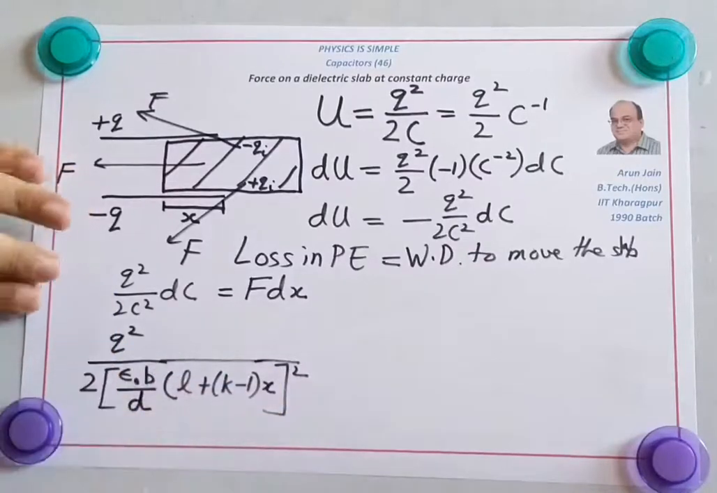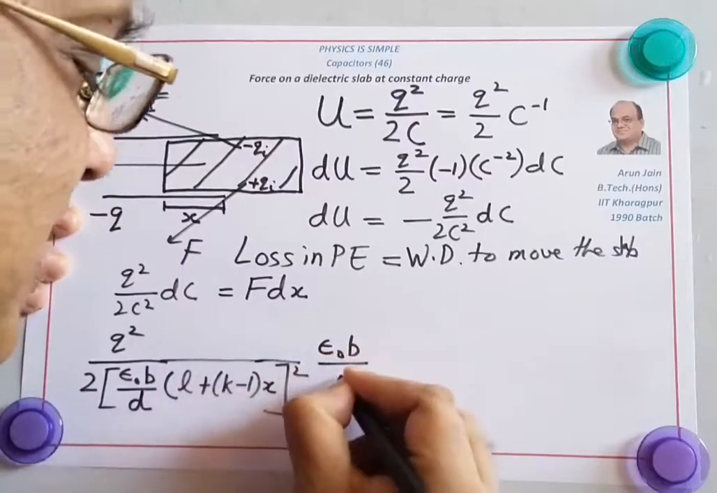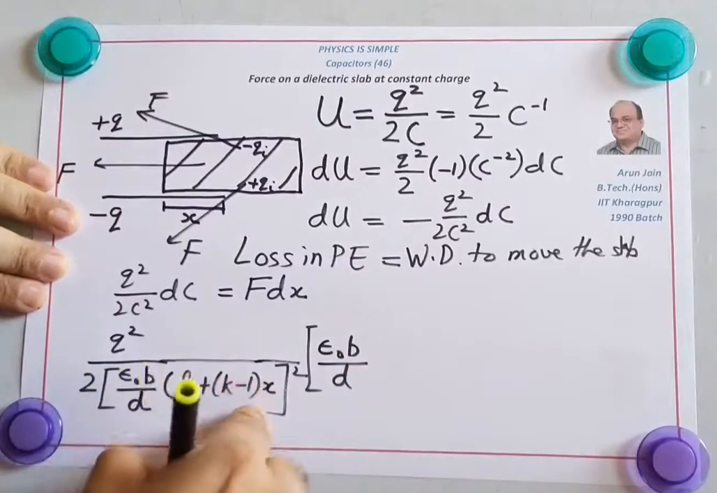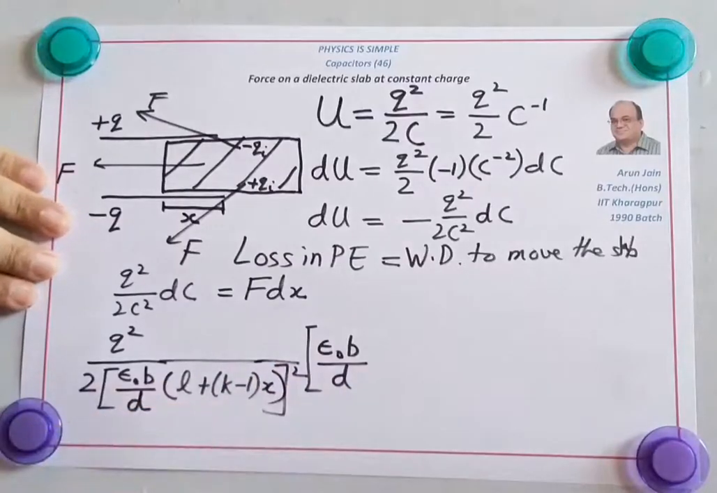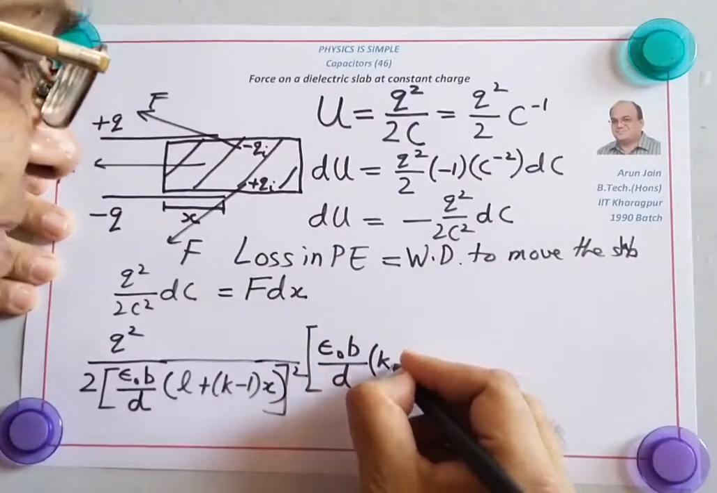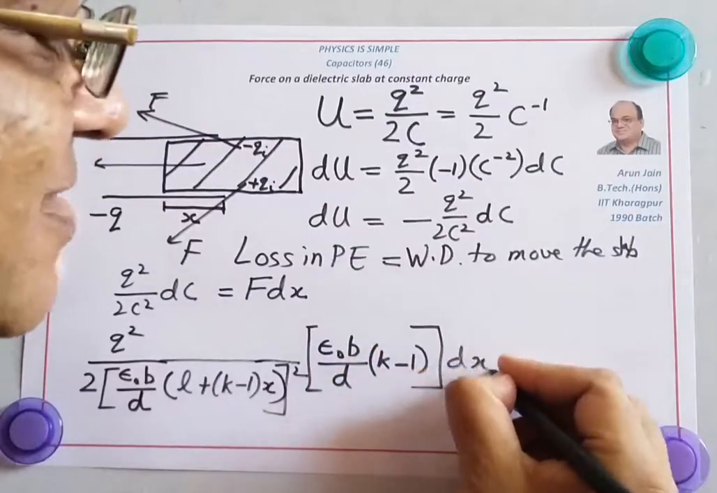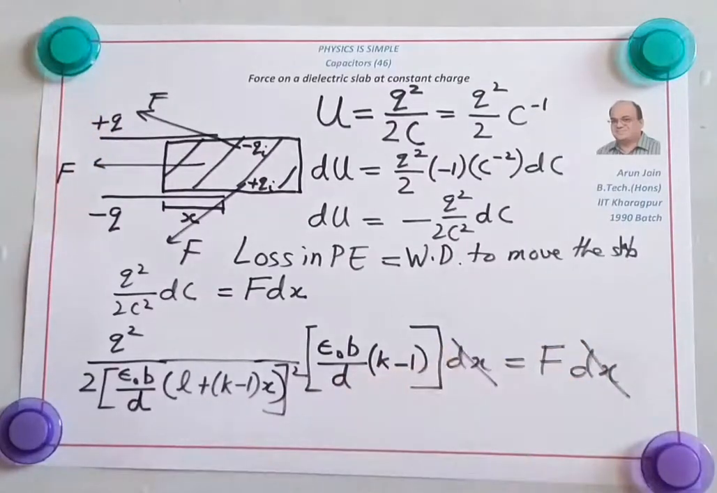dC is differentiation of this. So this will become epsilon naught B by D, that is a constant, multiplied by differentiation of this. So here if you differentiate L, we get 0 because that is a constant, and we get K minus 1 into dx, and that is F dx. So dx will get killed, and that is the equation for force.